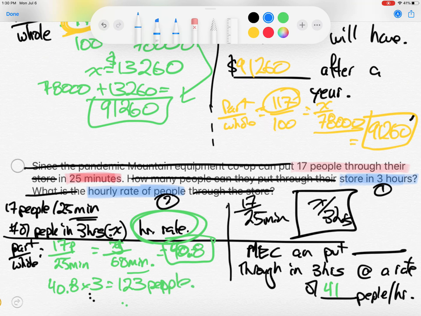Or we could also take this here, instead of 60 minutes, we could turn this into 180 minutes. And this will take us right to that point. Let's just try that. 17 times 180 divided by 25 gives me 122.4. So that gives me 122. Right. So remember, because we have to round, we're going to have a slight variation. All right, so that's the 4-quadrant method.